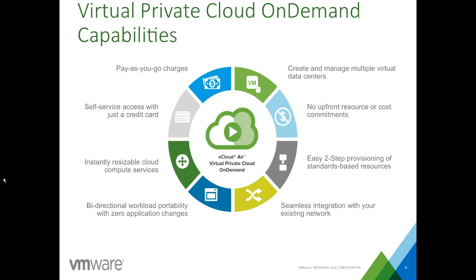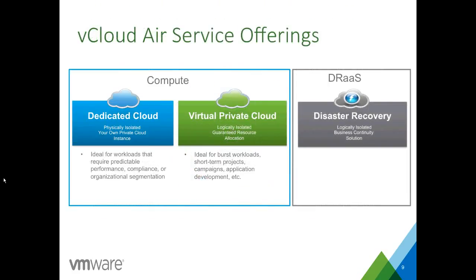Just to give you a couple of other points on vCloud Air service, as a compute service, we provide a dedicated cloud where it's physically isolated between the tenants. That allows a higher level of isolation with predictable performance. We have a virtual private cloud where the VMs can run on the same computes but are logically isolated. It's fully isolated, but might be running multi-tenant in a compute server.